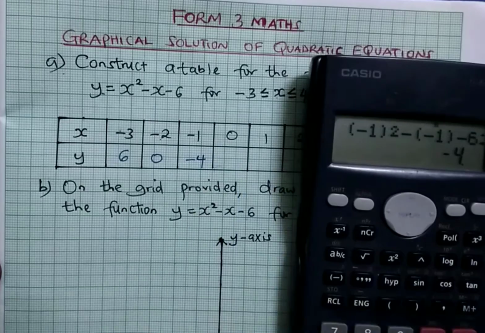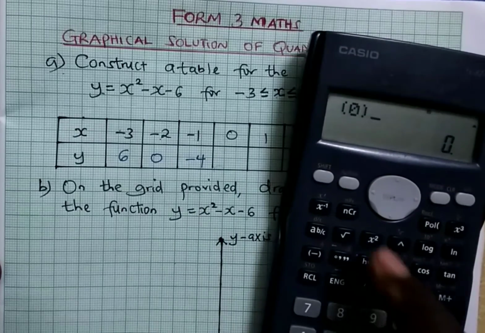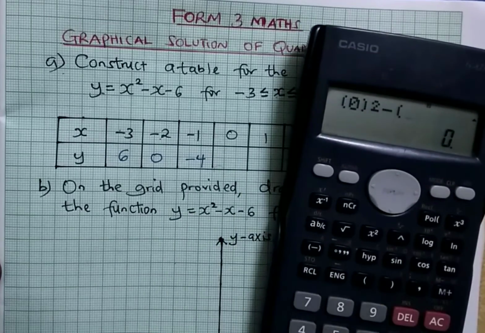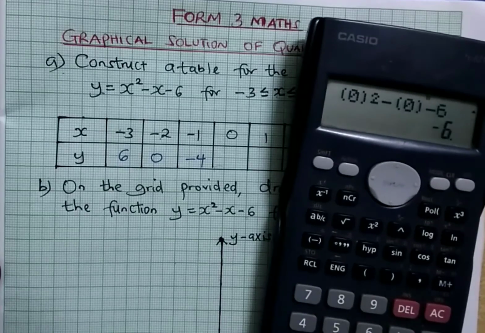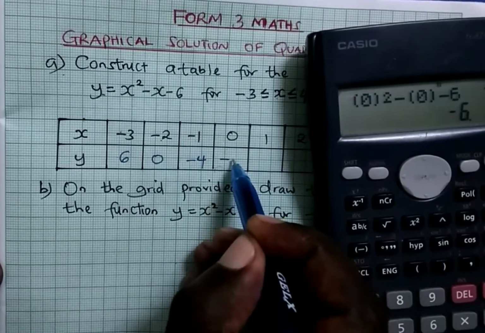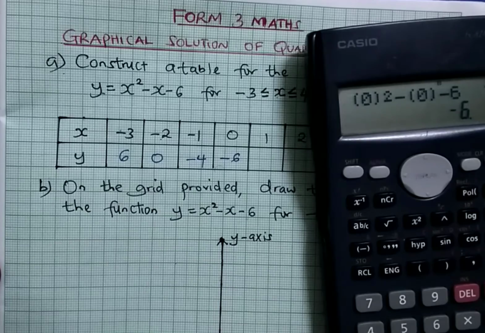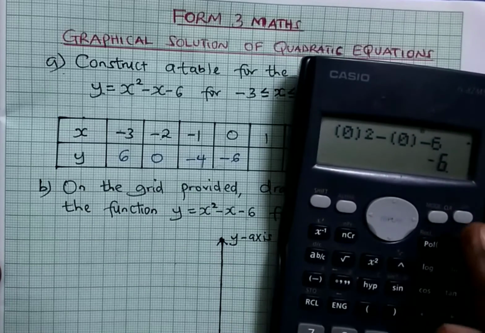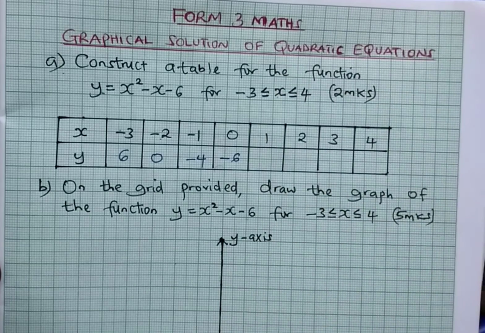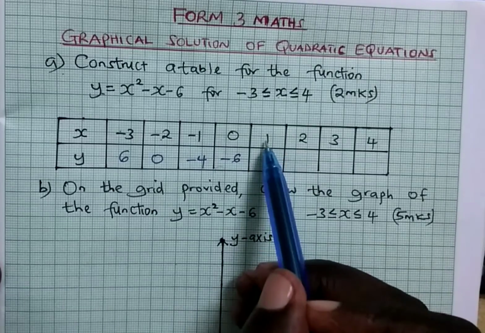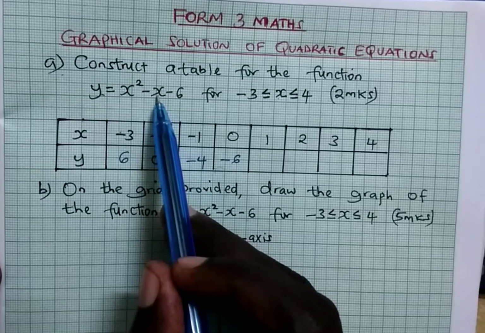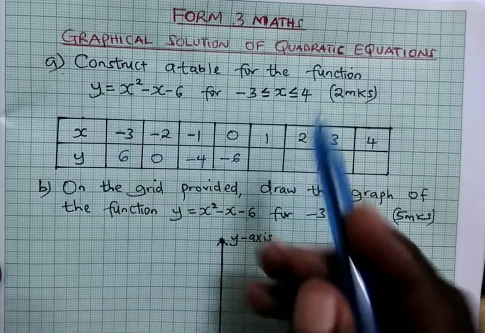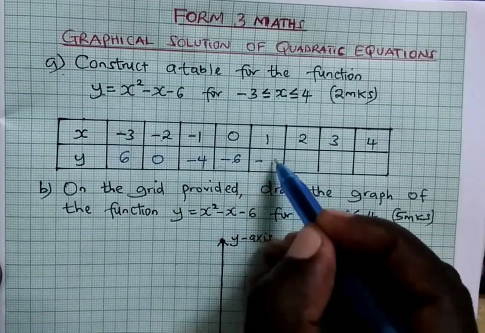From there, x is 0, so we take 0 squared minus the value of x, which is 0, then -6, and the value of y when x is 0 is -6. And when x is +1, it will be 1 squared, which is 1, minus 1, and that gives us 0. 0 minus 6 will give us -6.